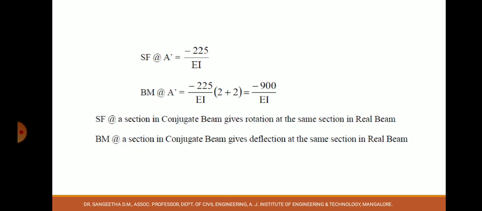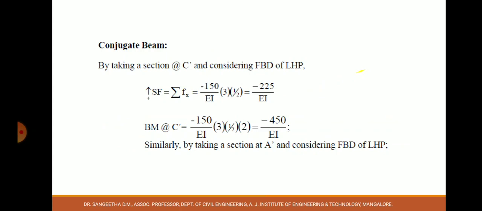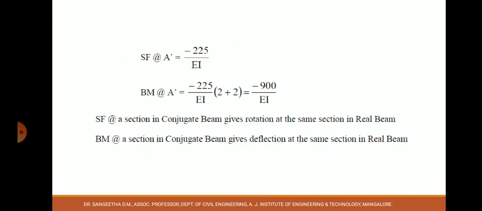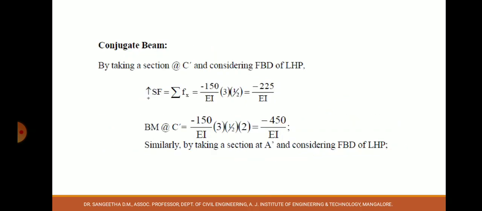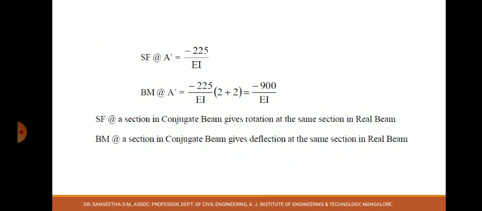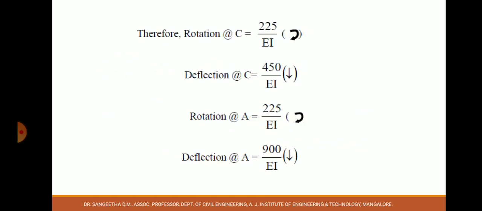So here the shear force at a section in the conjugate beam gives the rotation at the same section in the real beam. Whatever shear force you are evaluating, here you have evaluated shear force at C and shear force at A, it means they are rotations in the real beam. Whatever the bending moment at A and bending moment at C, they are the deflections at the same sections in the real beam. So shear force at a section in a conjugate beam is equal to rotation in the real beam. Bending moment at a section in the conjugate beam gives the deflection at the same section in the real beam.